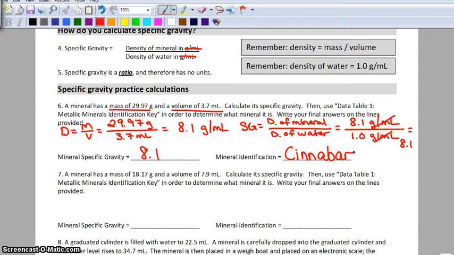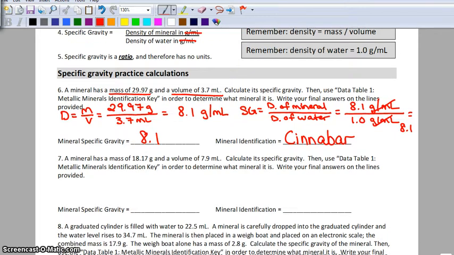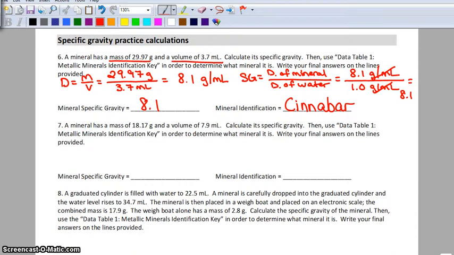All right, let's look at number 7. A mineral has a mass of 18.17 grams and a volume of 7.9 milliliters. Calculate its specific gravity. Then use the data table, metallic minerals identification key, in order to determine what mineral it is, writing your final answers on the lines provided. So, same process that we went through before. Density equals mass divided by volume. The mineral has a mass of 18.17 grams. The mineral has a volume of 7.9 milliliters.